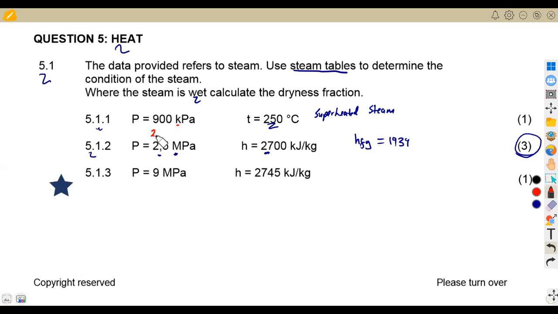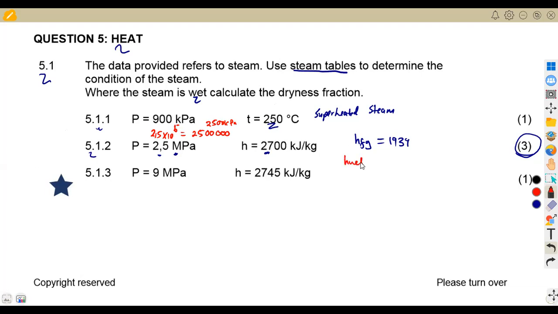That's 2.5 times 10 to the power of 6. Then you simplify the 2.5, which is 2,500,000 like this. Or it is going to be 2,500 kilopascals. All right. Then you use the steam booklet. In this case, guys, I'm going to try by all means to redo this question using the steam booklet so that you can see what I'm trying to say.